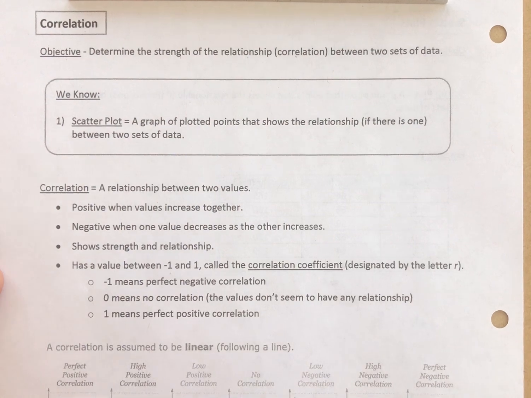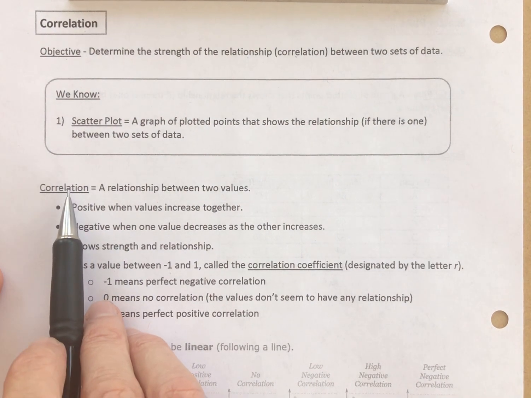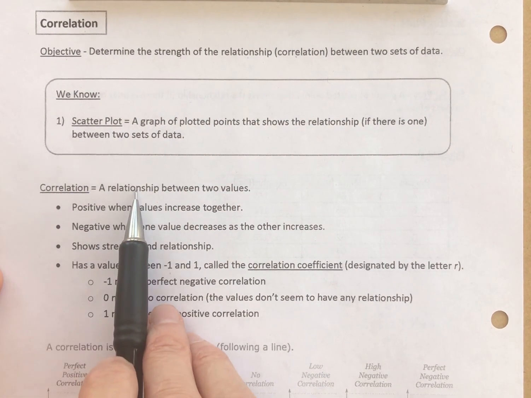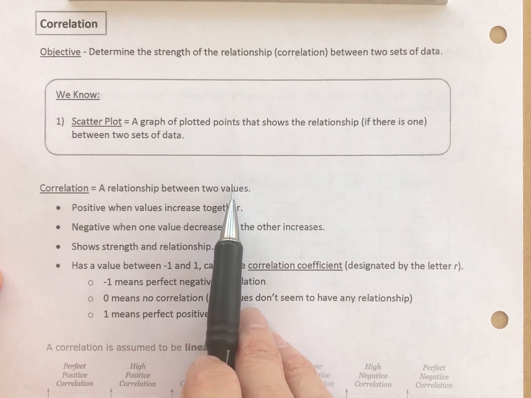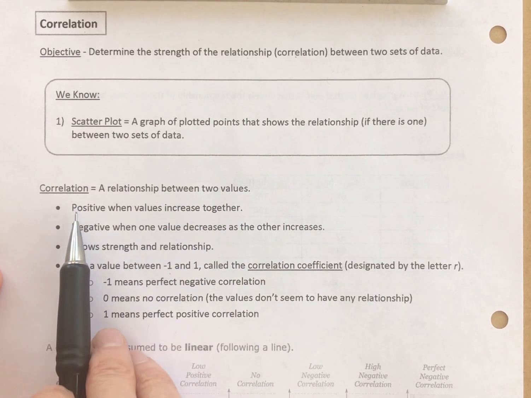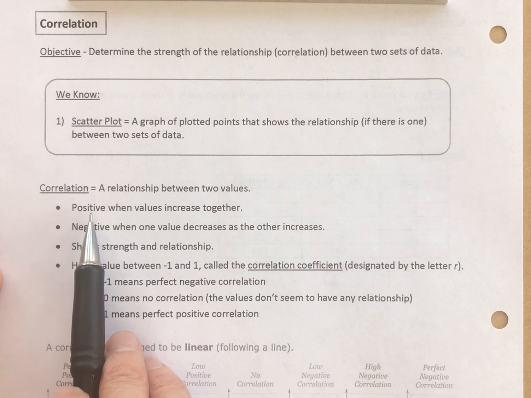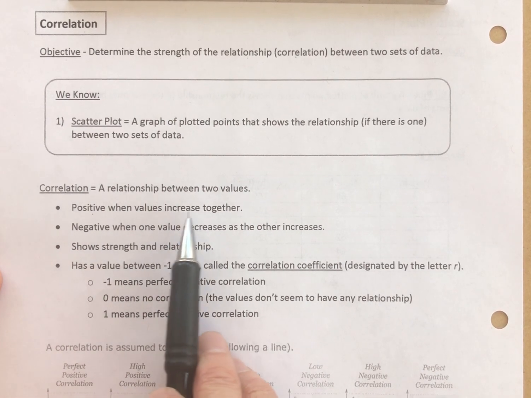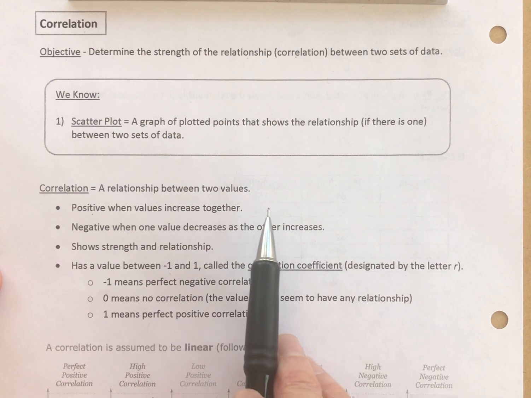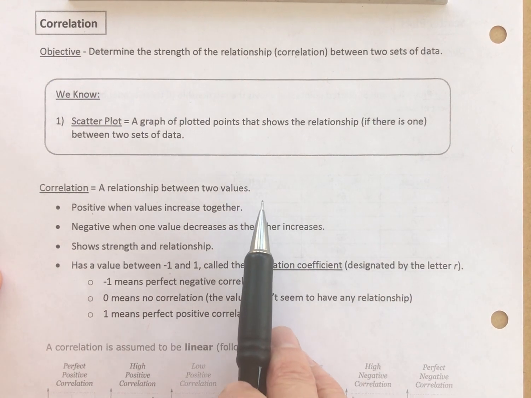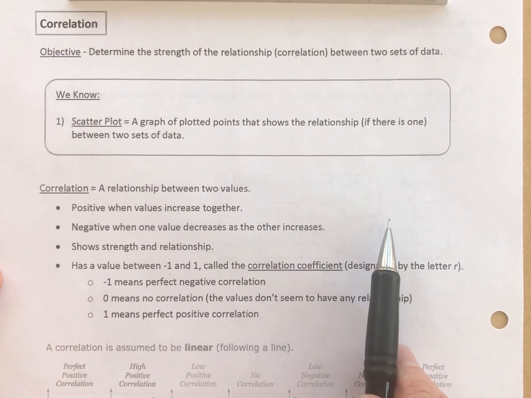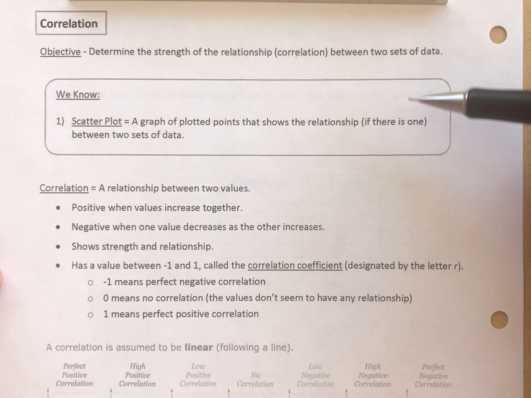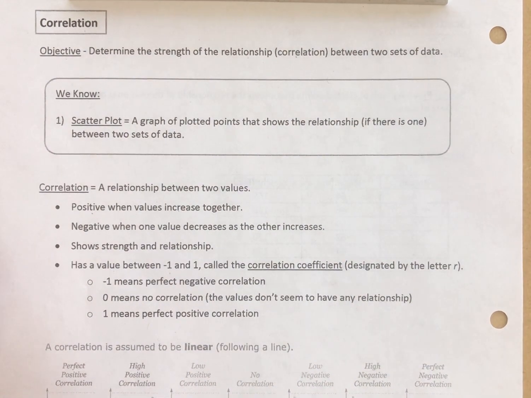So our topic, correlation. Well, what is correlation? Correlation is a relationship between two values. Okay, when the correlation is positive, that means that the values increase together. For example, height and weight. As height increases, weight increases in general, okay?